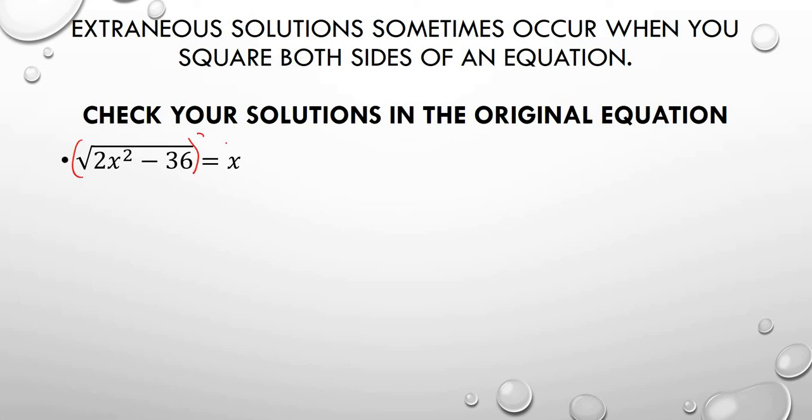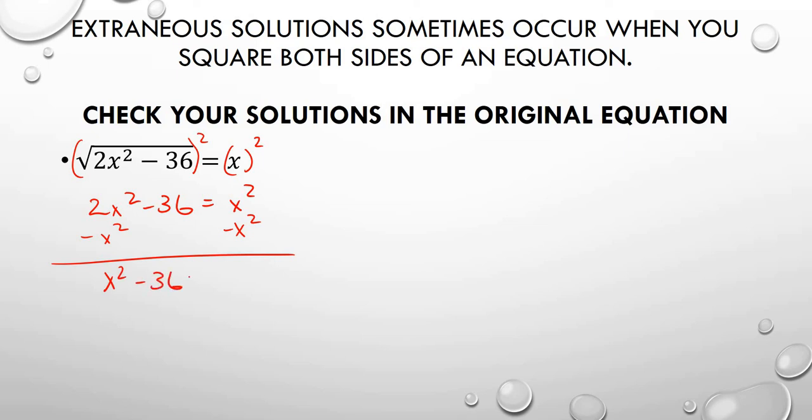Okay, square both sides. So 2x squared minus 36 equals x squared. Move everything to one side so I can set this equal to 0 because it is a quadratic. Now, I can use several things to solve this. I can factor x minus 6 times x plus 6. I can use the quadratic formula, or I can simply move the 36 to the other side and take the square root. So x equals plus or minus 6.